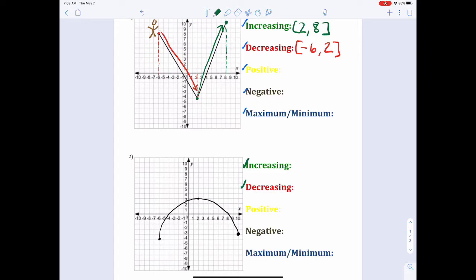Okay, so for this graph, if we have our little person here and we're following him, he's going to start off by going up. He's going to go up until he gets to this point right here. So he starts at this point. What X number is that? That's -6. So it's going to be -6 to 2. And then where is he going down? What X numbers? He starts going down at this X number, which is 2. Then he stops going down at that number, which is 10. All right.